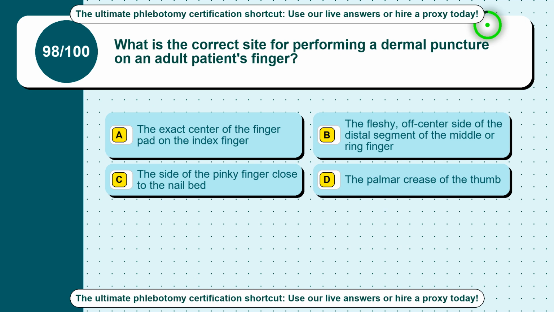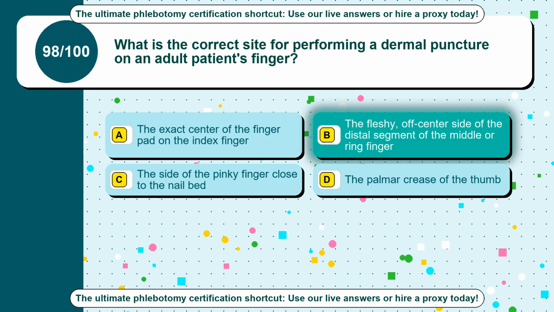Question 98. What is the correct site for performing a dermal puncture on an adult patient's finger? Option A, the exact center of the finger pad on the index finger. Option B, the fleshy, off-center side of the distal segment of the middle or ring finger. Option C, the side of the pinky finger close to the nail bed. Option D, the palmar crease of the thumb.